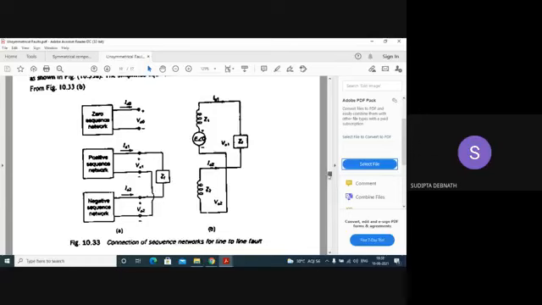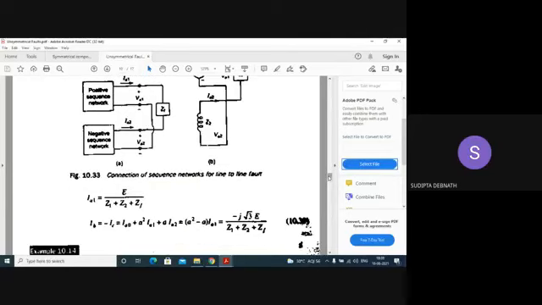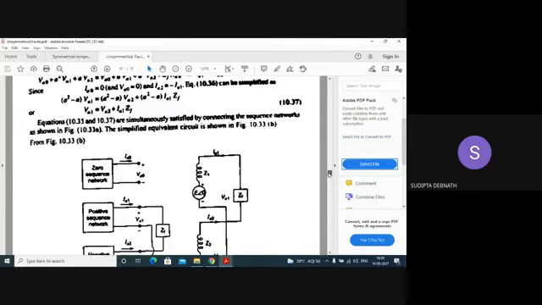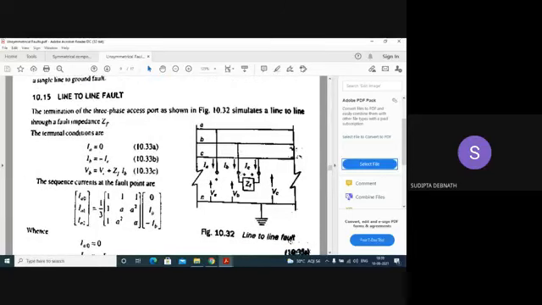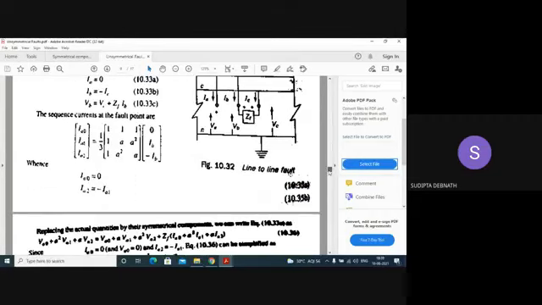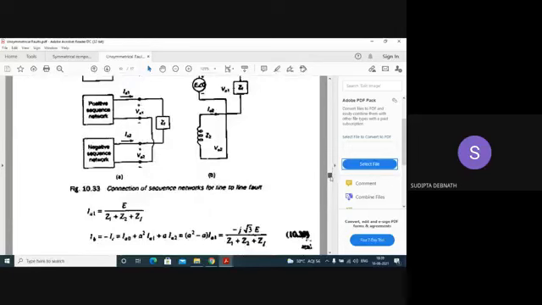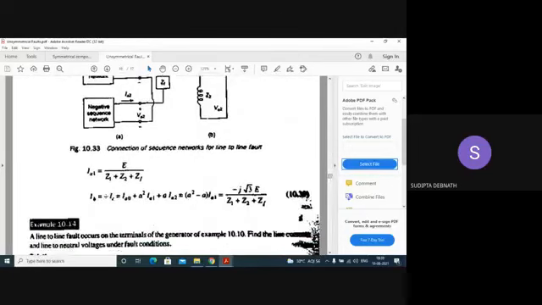So this is IA1, but it is not the fault current. The fault current is IB or minus IC, IB equal to minus IC. So you find out either IB or IC. IB is the fault current, and you know the formula for IB: IA0 plus a square IA1 plus a IA2. IA0 is 0. So you get a square minus a, times IA1.